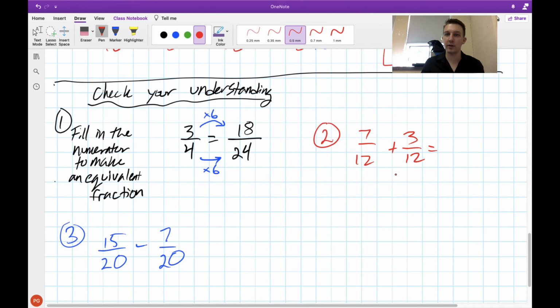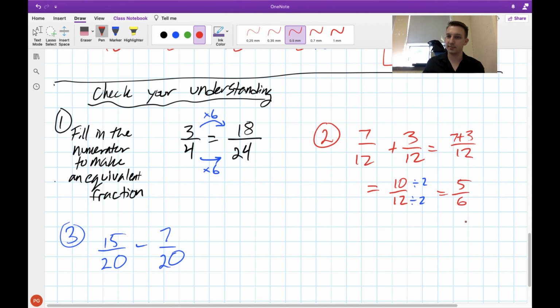For our second one here, we're adding 2 fractions. Our denominators are the same. We can add the numerators together. So in this case, it would be 7 plus 3 over 12, which is 10 over 12. Now we can look to reduce this. We can divide the top by 2 and the bottom by 2, and we can get our answer of 5 over 6.